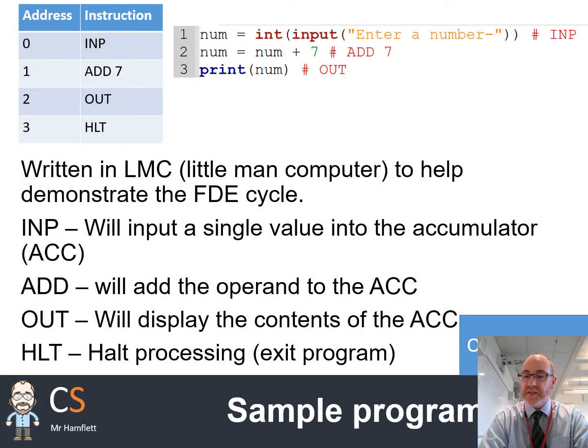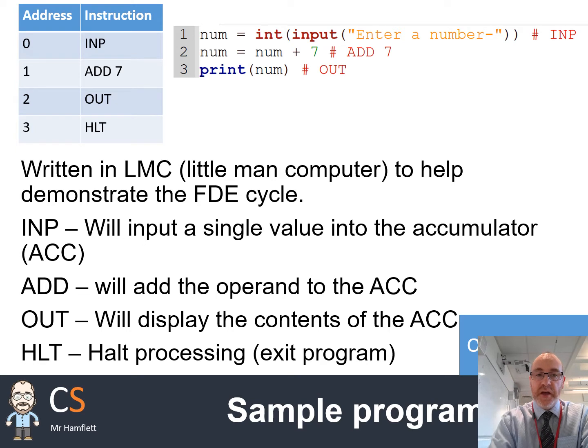So consider a sample program. I've written this sample program in a special language called Little Man Computer. This is a simplified version of assembly language or machine code. The Python version of the program on the left is also shown.